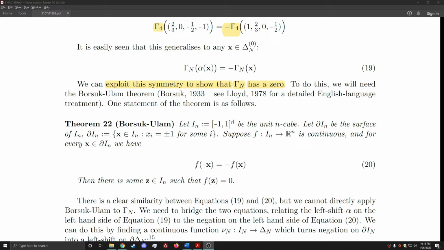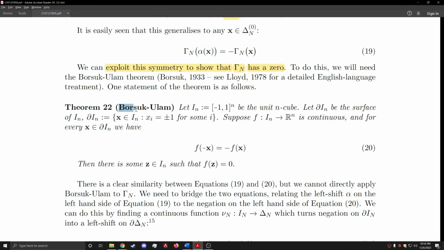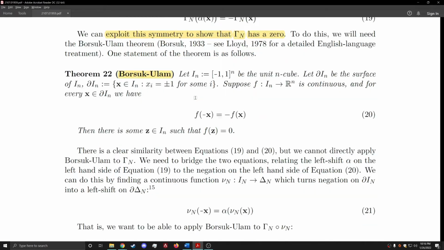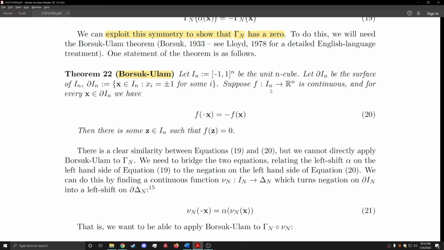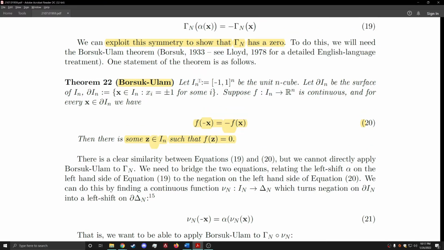So in order to show that we have a 0, we're going to need the Borsuk-Ulam Theorem. So let's talk a little bit about what that is. Well, I say let's talk a little bit. It's written completely right here. If we can fit this form, then we are guaranteed to have some intersection such that the function on the intersection is 0. This is going to be extremely similar to what we've been doing before.